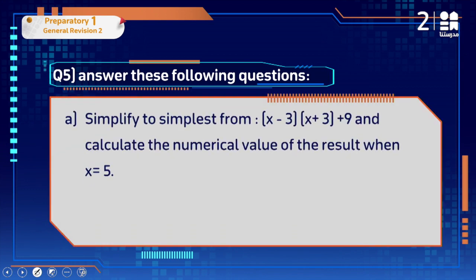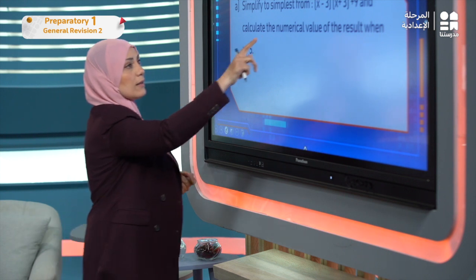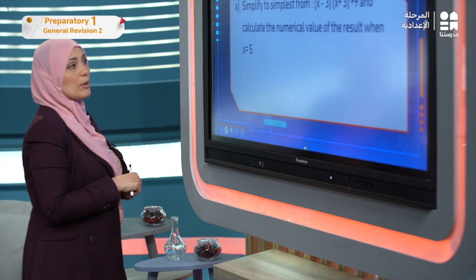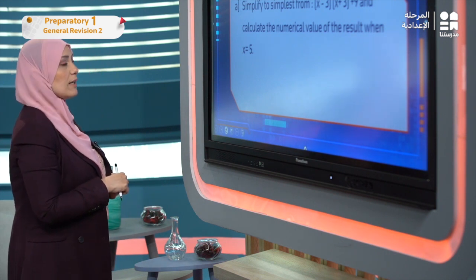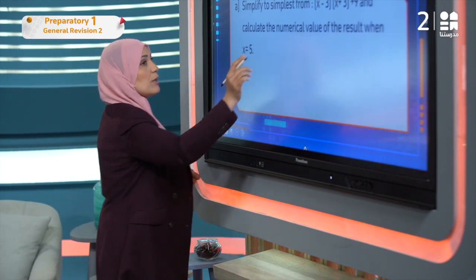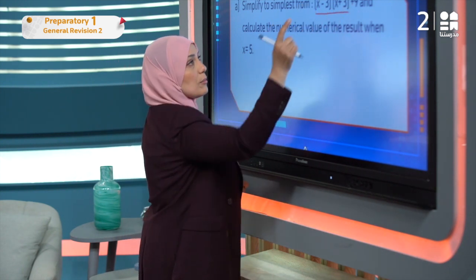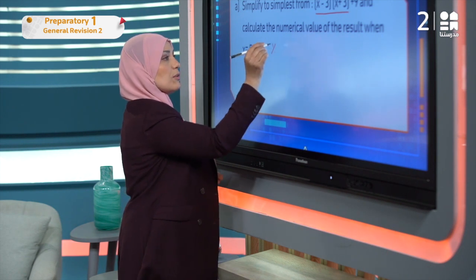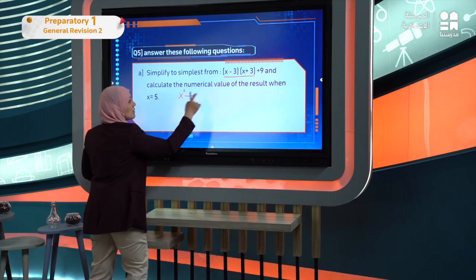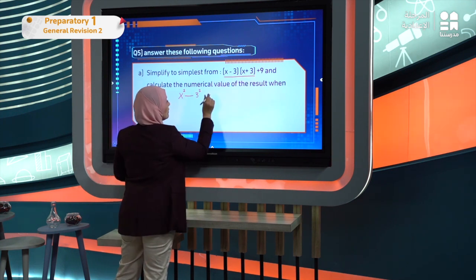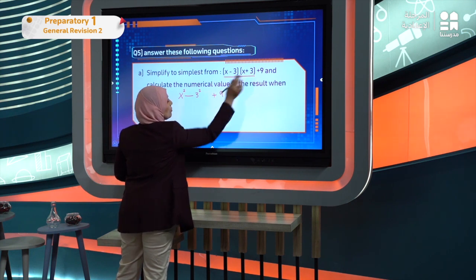Number 5, answer the following questions. A, simplify to the simplest form 4, x minus 3, x plus 3 plus 9, and calculate the numerical value of the result when x is 5. So here we need to use this formula, which is here the difference and here the sum. So we are going to write the first to the power of 2 minus the second, which is 3 to the power of 2. And then complete the expression, we have plus 9.